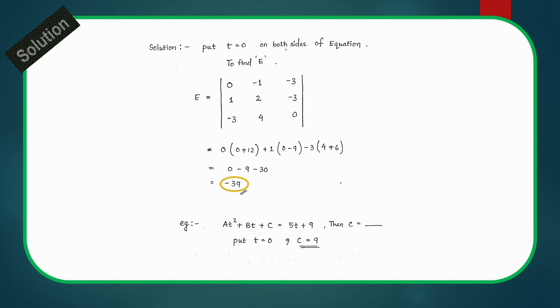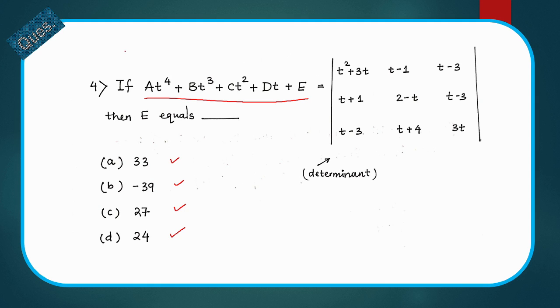Put t equal to 0 on both sides of the equation. Everywhere put t equal to 0.